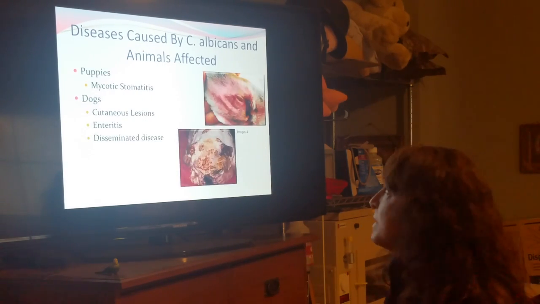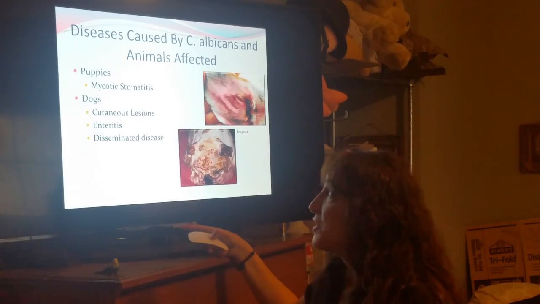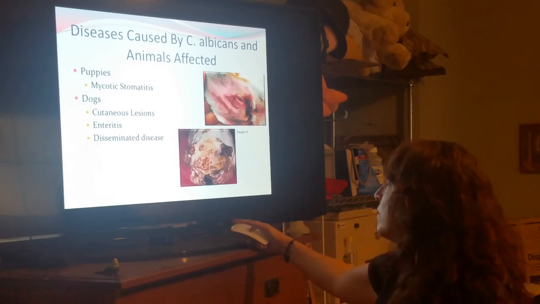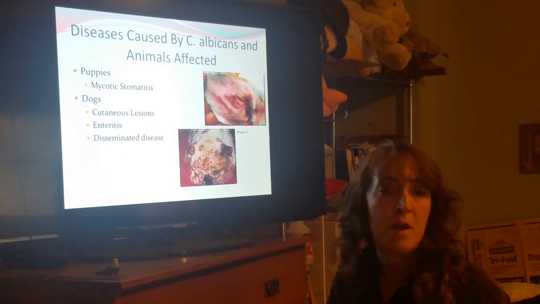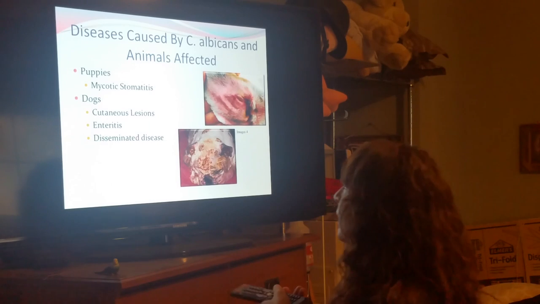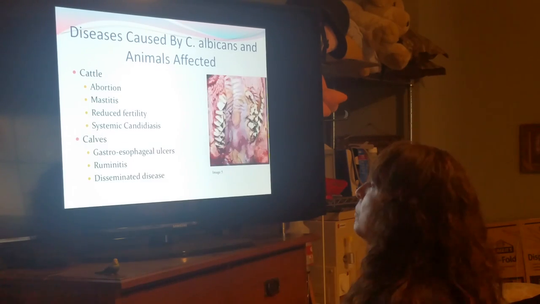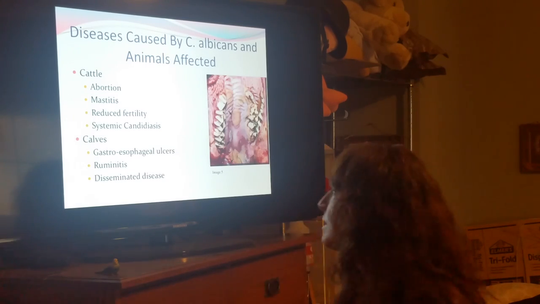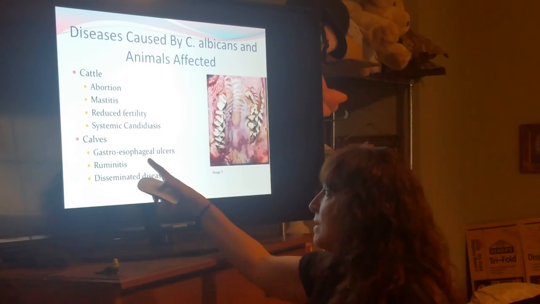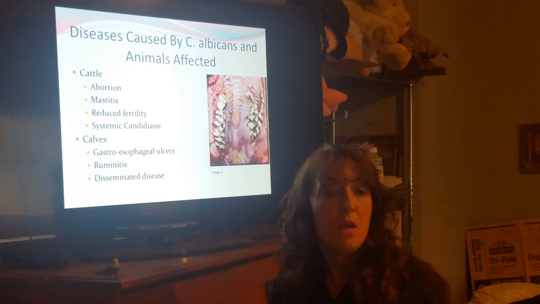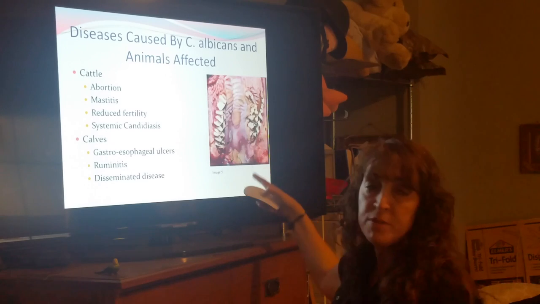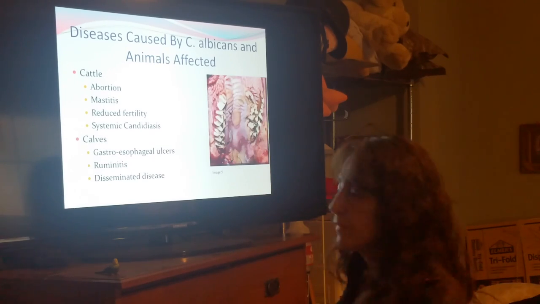Puppies, mycotic stomatitis. Dogs, cutaneous lesions, enteritis, disseminated disease. And here are some images of an infected ear and skin as well in a canine. With cattle, you'll have abortion, mastitis, reduced fertility, systemic candidiasis, calves, gastroesophageal ulcers, ruminants, disseminated disease. And here's an image of an infected mouth with Candida albicans.